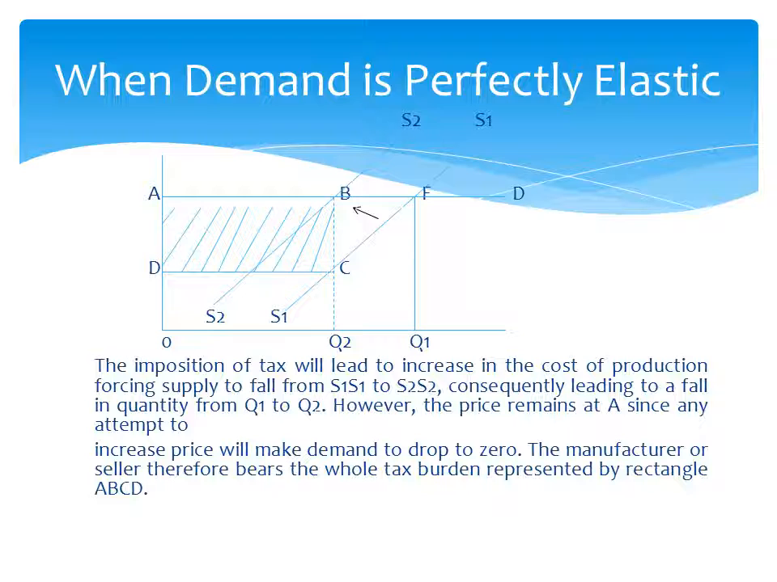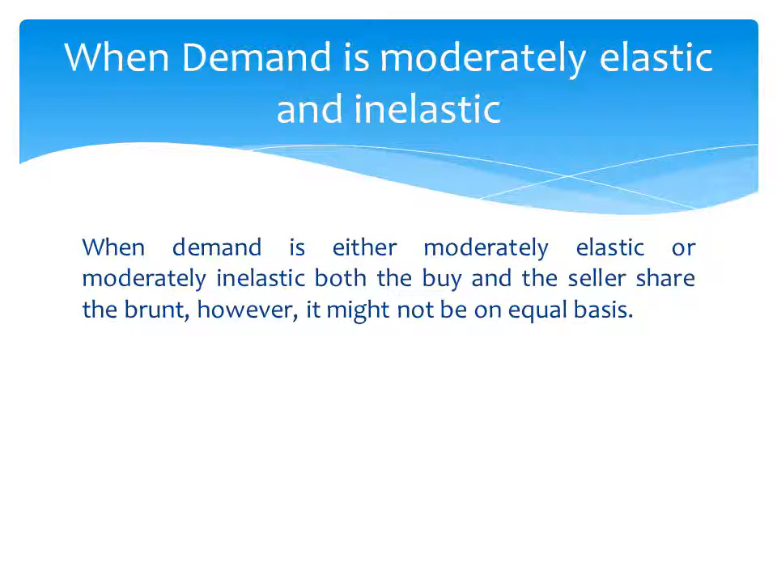When demand is moderately elastic and moderately inelastic, the diagram below reveals that tax is ML and the new equilibrium price is OK, that is point L. Both the buyer and the seller bear the brunt of the tax, though it may not be on equal basis. Increase in tax from ON to OK leads to the reduction in the supply from OQ1 to OQ2, that is S1 to S2, and demand also decreases from OQ1 to OQ2.